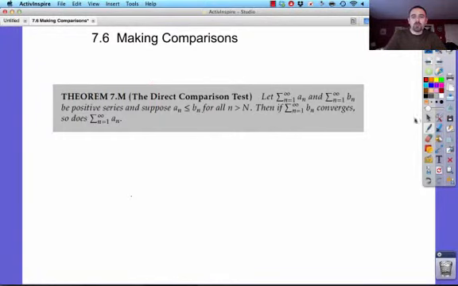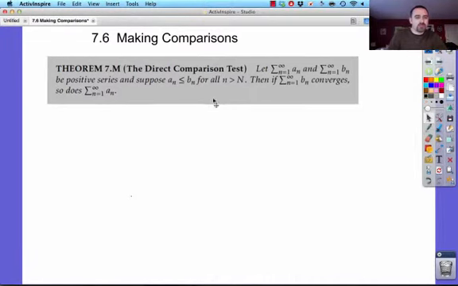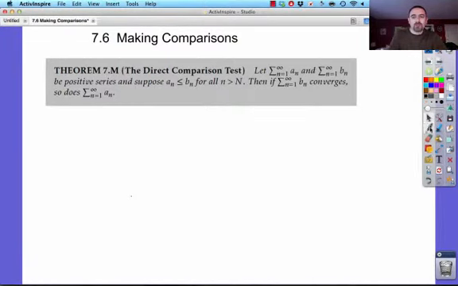Okay, welcome everybody. We're going to look at the next section, section 7.6, making comparisons. So a couple more tests in this chapter. The first one is what they're calling theorem 7.m, and it's called the direct comparison test. Whenever you're citing a test, you'll say 7m, the direct comparison test.